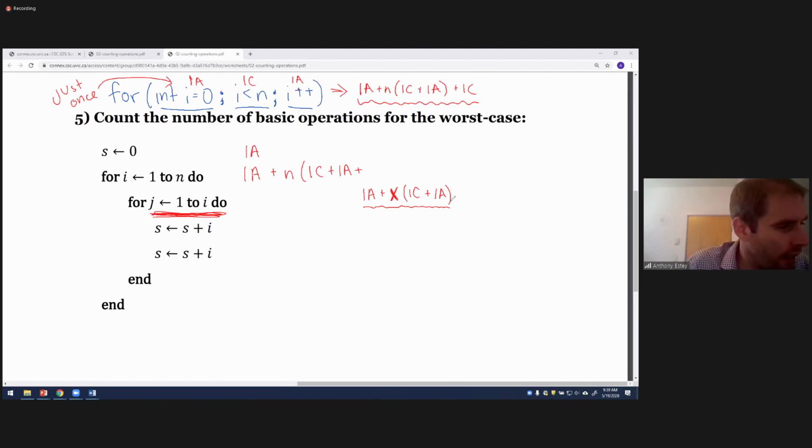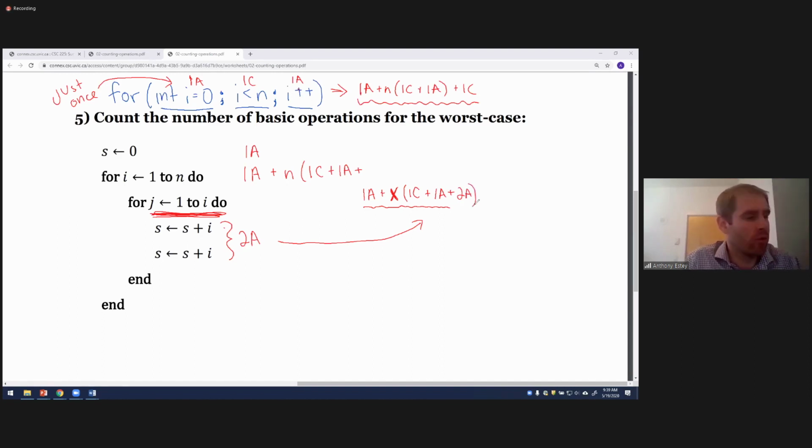Oh, sorry. Inside this inner for loop, maybe I'll just do this all on the same line, because it might be a little bit easier. Inside the inner for loop, we've also got these two here. So we've got two assignments that are also going to go inside this inner for loop that runs x times.